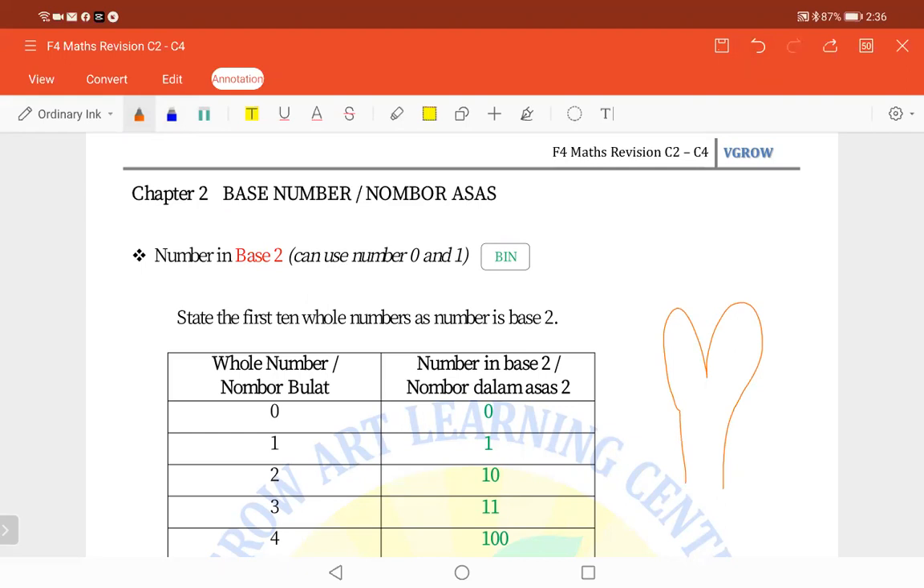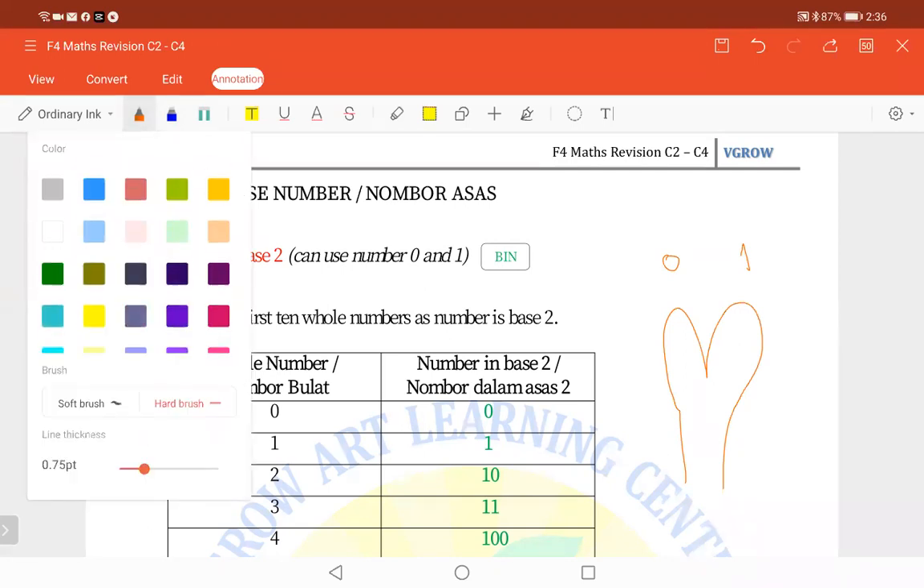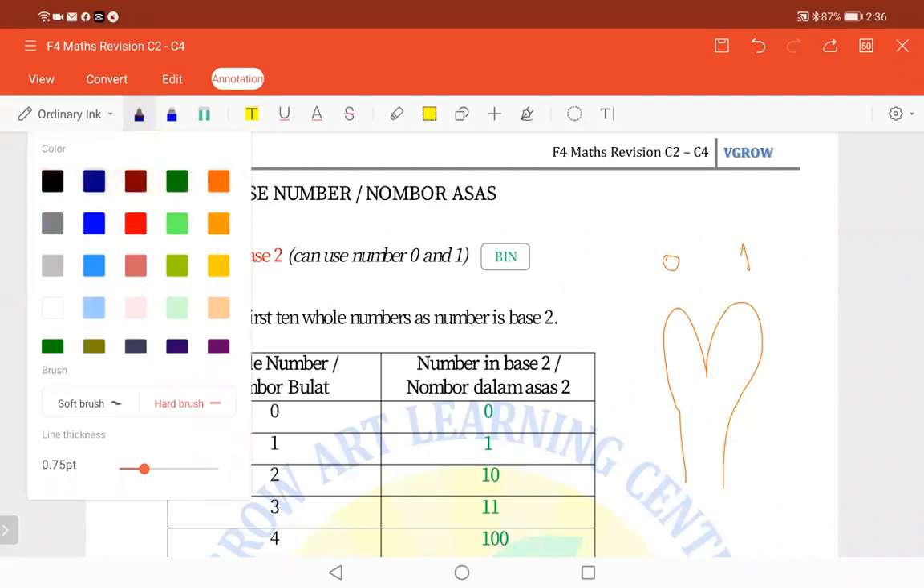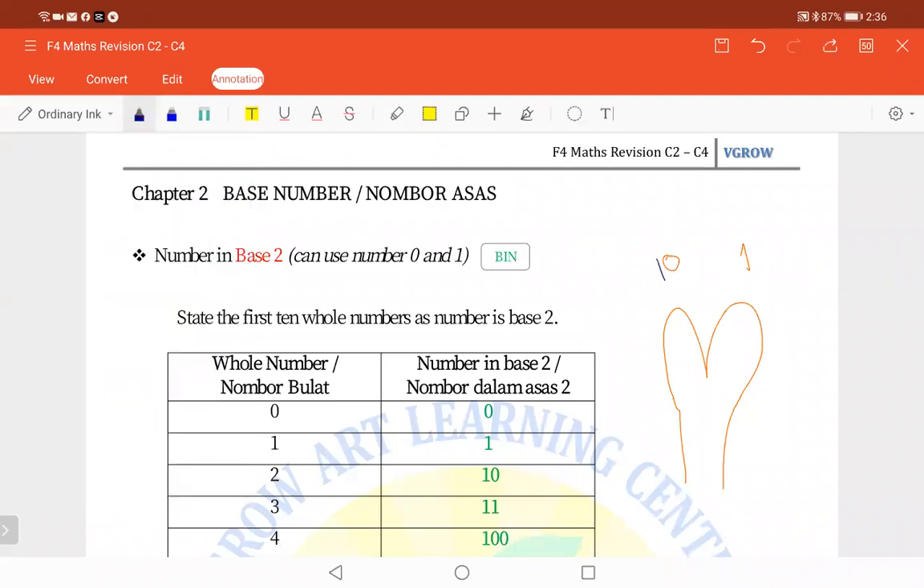So you have 0 and 1. You have the digits 0, 1. There's no 2 in base 2. So it's only 0, 1. So the third number becomes 10. Just add in 1 in front. So it becomes 10.